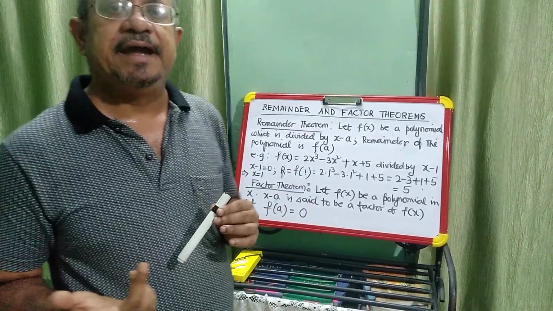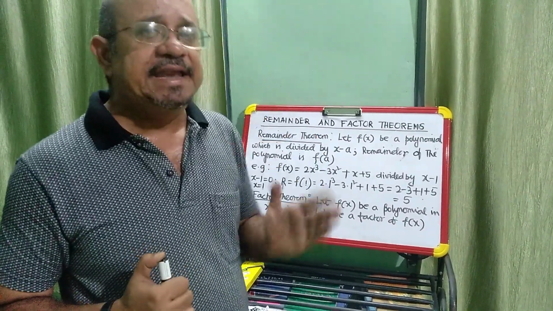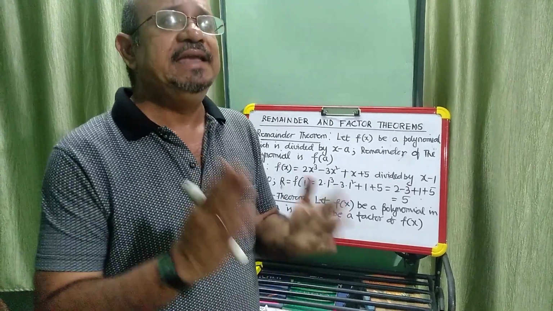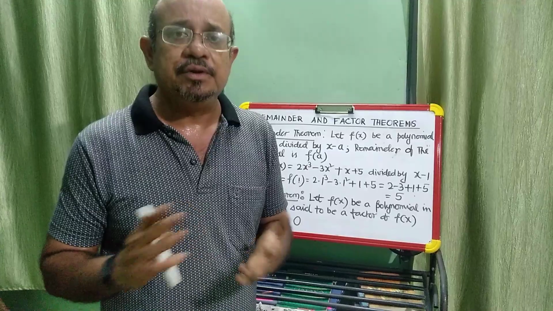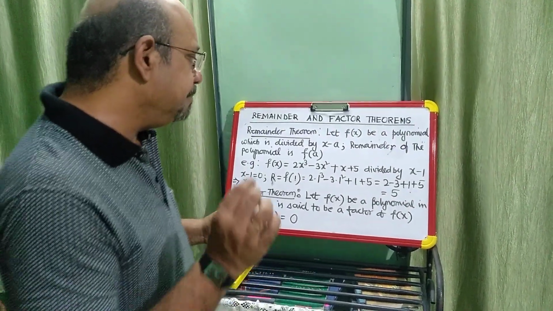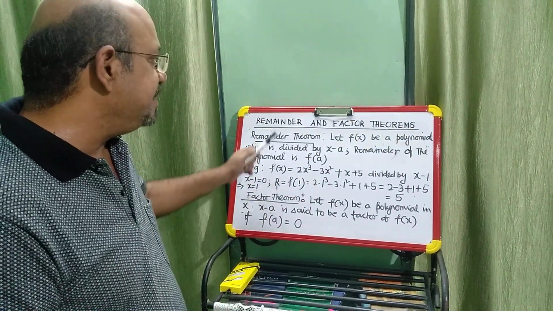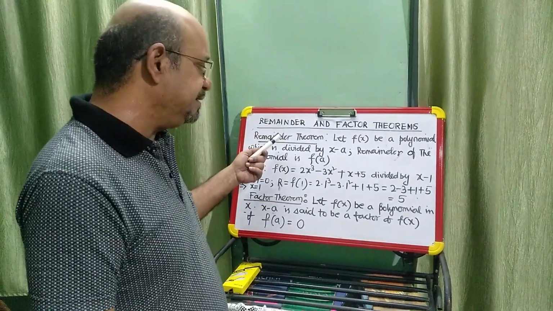2 is said to be a factor of 8, because when we divide 8 by 2, we get the remainder as 0. We say 8 is completely divisible by 2. That is because there is no remainder. Remainder is equal to 0. Now I am making a statement that this particular factor theorem is a special case of the remainder theorem. The factor theorem comes from the remainder theorem only.